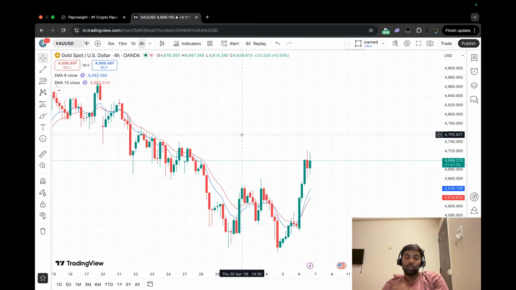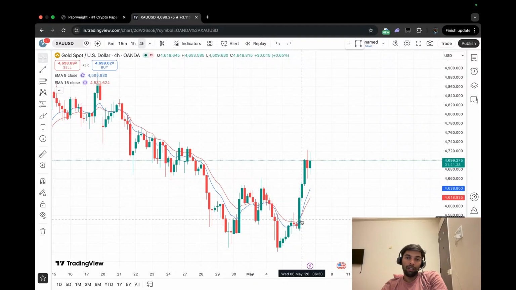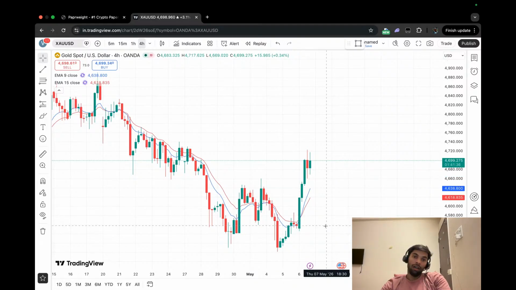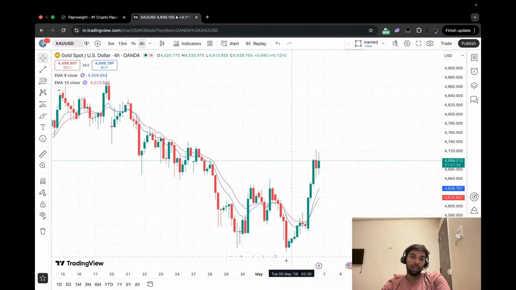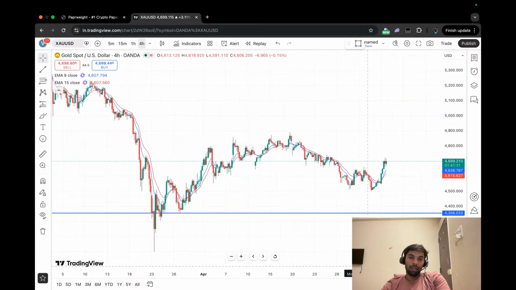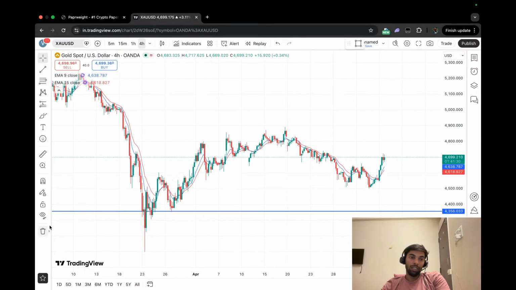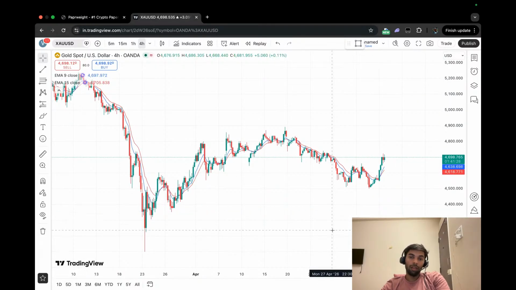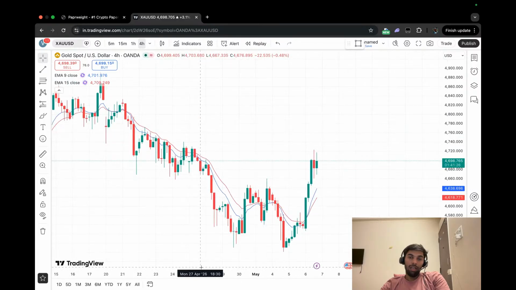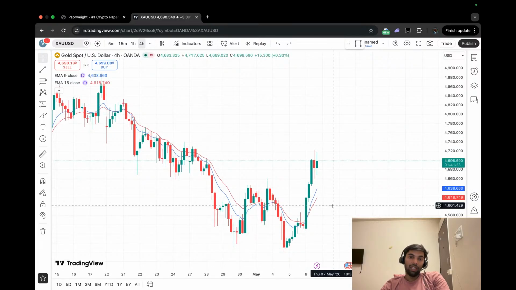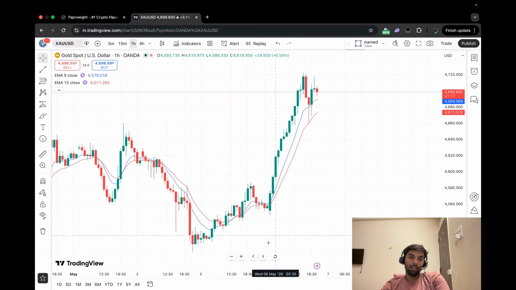All right. So what I'm seeing on the 4-hour time frame, the market went in the buying rather than going in the selling direction. So our bias is also in the buying direction actually, guys.